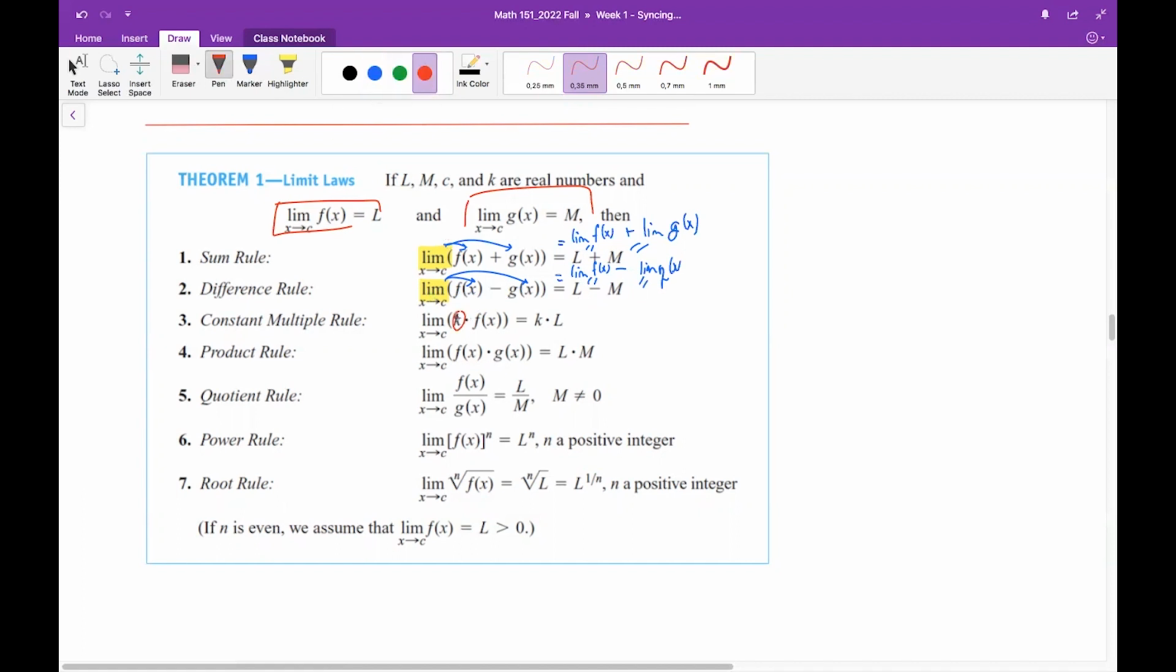And here, K is an arbitrary constant, an arbitrary real number. All constants that do not depend on x can be taken out of the limit, and then you can still continue computing the limit. So this is K times the limit of f of x as x goes to C. This is given as L. That's why the result is K times L. So this shows us what? The limit respects scalar multiplication too.